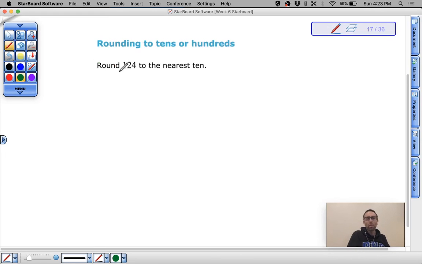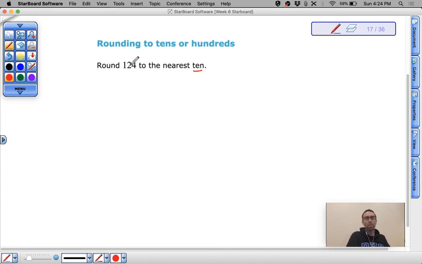So I'm going to start with this number here, 124, and we want to round this number to the nearest 10 place. So just as a review here, we want to figure out which number is in the tens place. So do we think the 1 is in the tens place, the 2 is in the tens place, or the 4 is in the tens place?